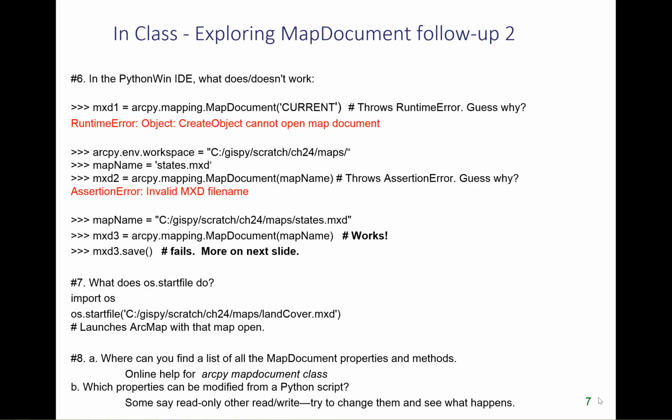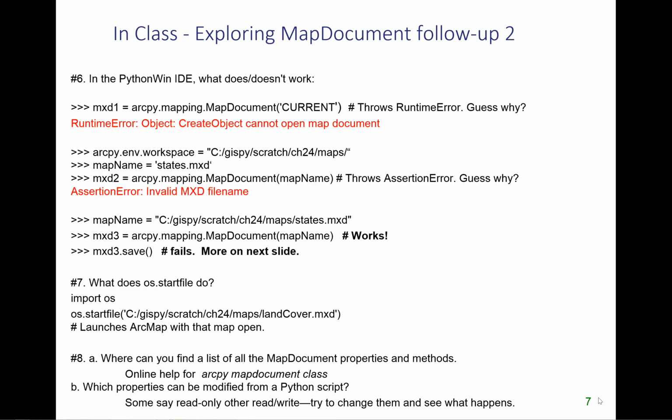What does os.startFile do? It takes an argument, whatever argument that is. It uses the default program for launching that type of file. So for example, a map document object, when that is passed into os.startFile, it automatically opens ArcMap with that map open.